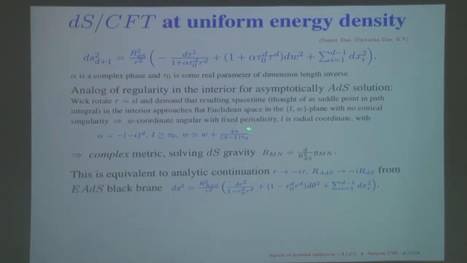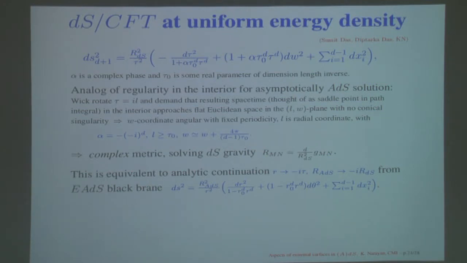There's an analog of regularity in the interior that one can come up with in this context. If one thinks of these things as possibly saddle points in a path integral, one would like these to have certain regularity conditions. Something that we came up with as the analog of regularity in the interior for an asymptotically AdS solution is the following. We rotate the time direction and demand that the resulting spacetime, which is thought of as a saddle point, in the interior approaches a flat Euclidean space in the LW plane, where L is this Wick rotated time, and there is no conical singularity.